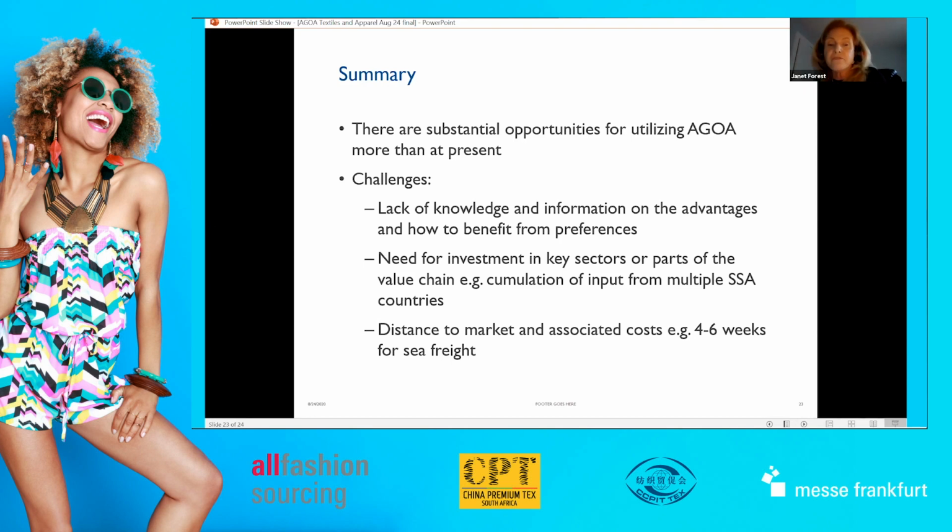Countries in sub-Saharan Africa can accumulate input from multiple countries in order to be eligible. The other big factor is the distance to market and costs. It takes 4 to 6 weeks for sea freight, for example.